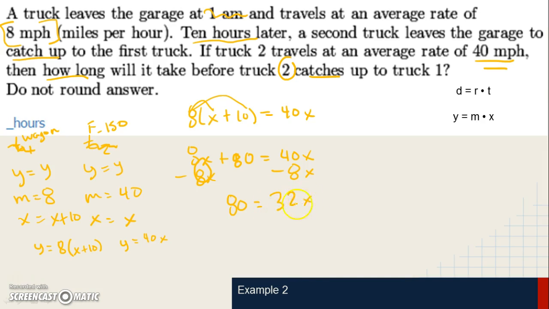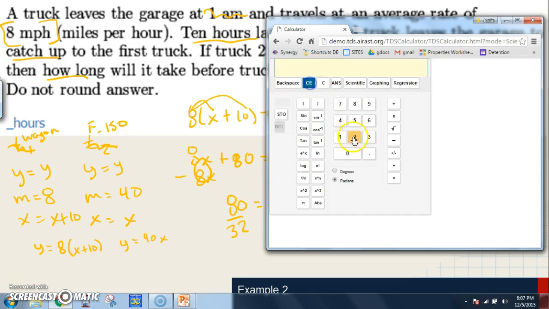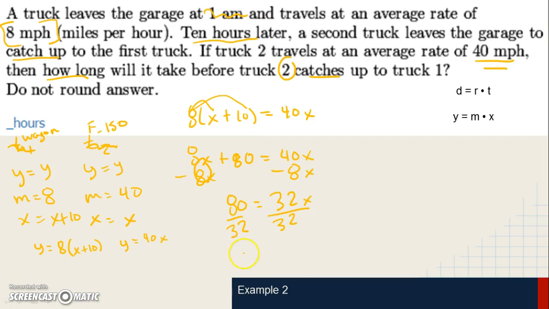Now we're going to go ahead and eliminate this since it's being multiplied because there's no operating sign. We can go ahead and divide. That is the inverse. I'm also going to use the calculator to do 80 divided by 32. So 80 divided by 32, and that gives us 2.5. So we know that this simplifies to 2.5. 32 divided by 32 is 1, and 1 times x is just x. So we found x, which we made truck 2's time. So we can say that truck 2 went for 2.5 hours. Well, how long did truck 1 go for? It went for 2.5 plus 10, which is 12.5.